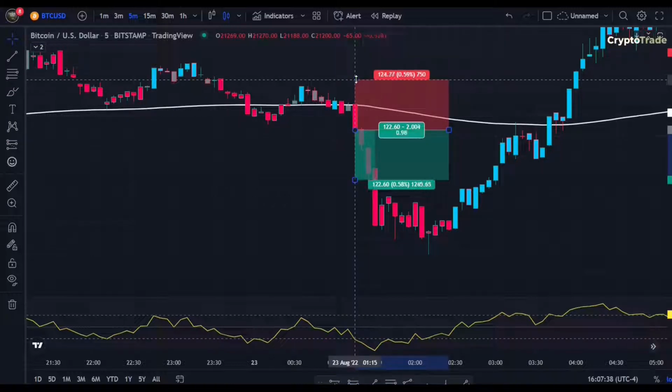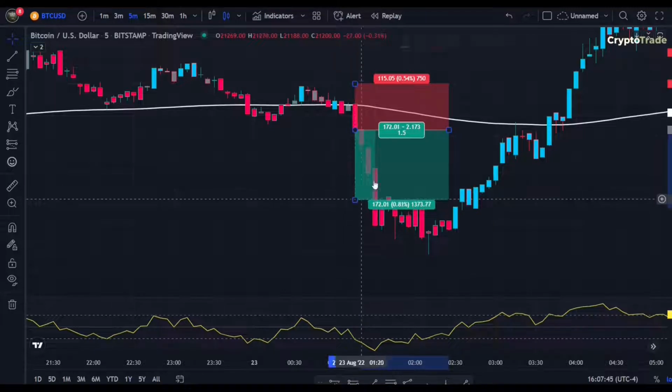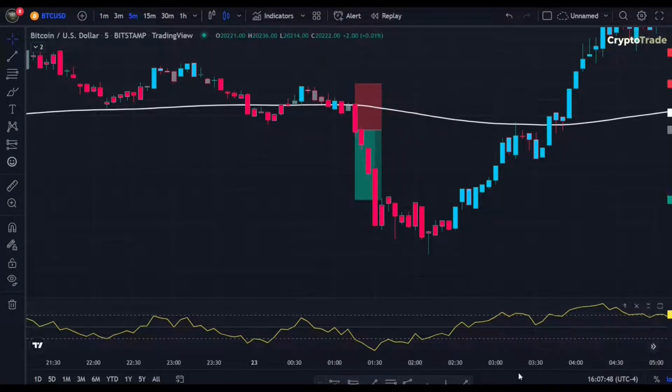Place the stop loss above the nearest swing high. The risk to reward ratio will be set to 1 to 1.5. I hope you have understood the selling strategy.